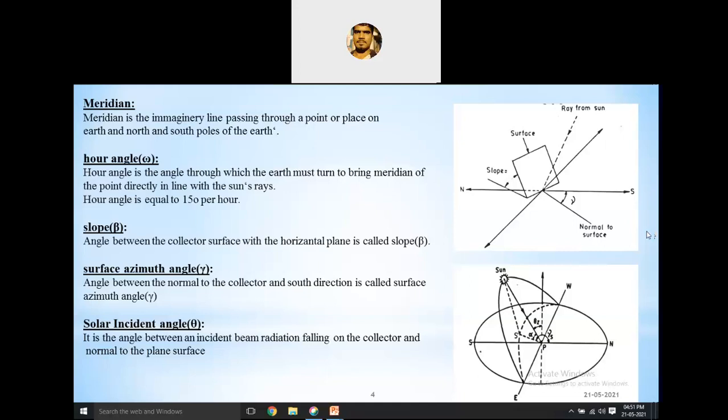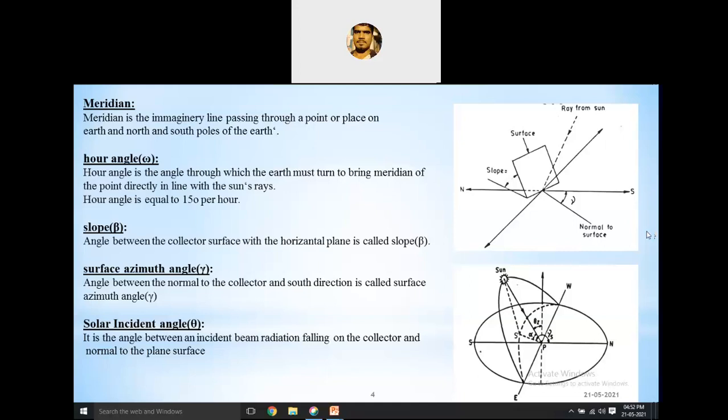So the time may be 10 a.m. in India, but in America if you take the time, it may be night. Like this, it changes. If you go to Dubai or any Arab country, the time difference may be 3 to 4 hours. If you go to the US or UK, the time difference may be 10 or 12 hours. So this difference is just because of this hour angle omega.